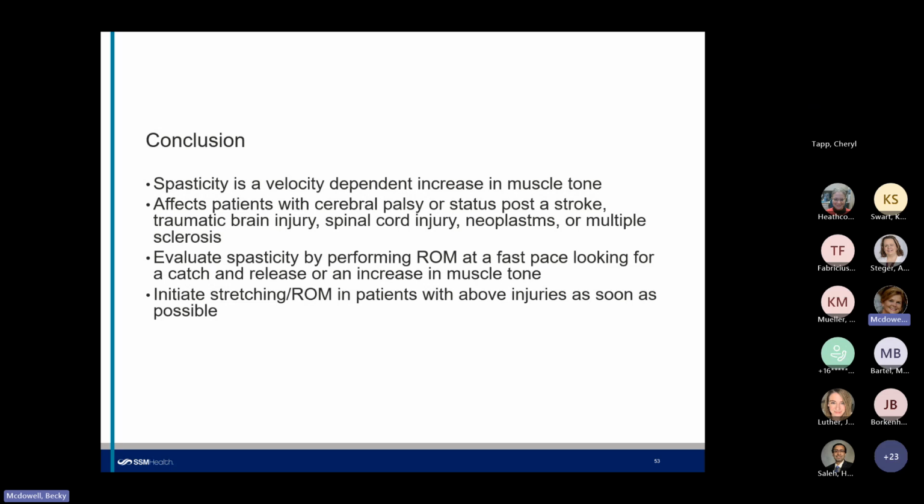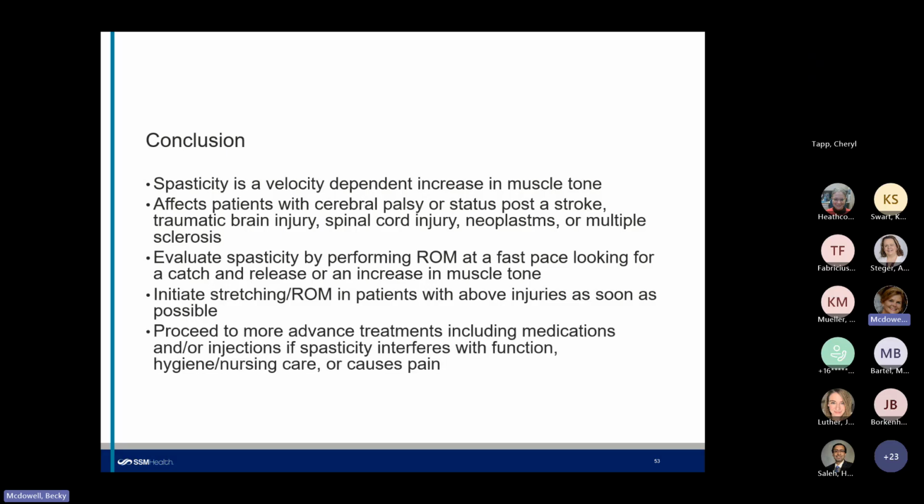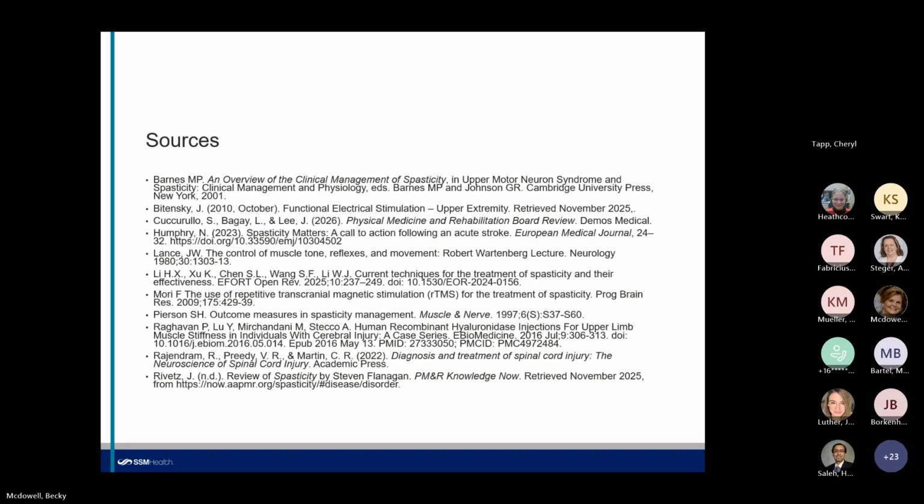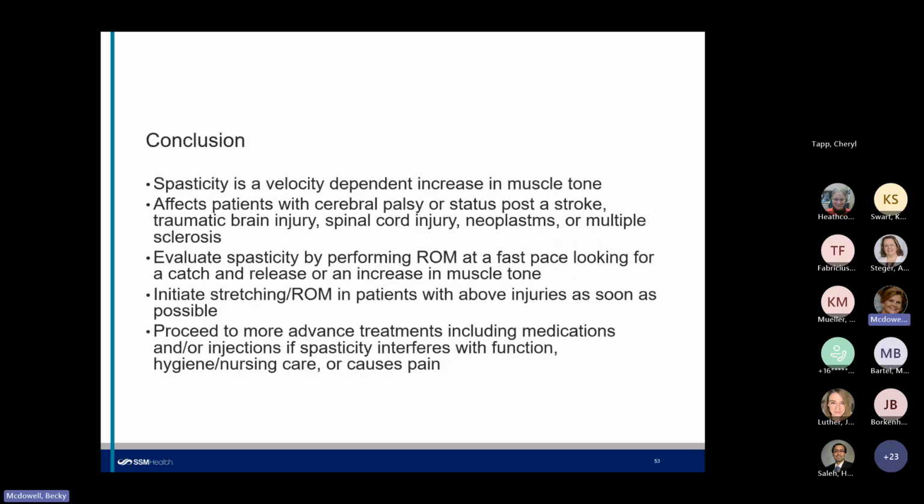When starting treatment, you want to start range of motion and stretching from the get-go after an injury, especially any of the injuries listed above. Then you proceed to more advanced treatments, including medications and/or injections, if the spasticity interferes with function, hygiene, nursing care, or causes pain. That's my presentation.